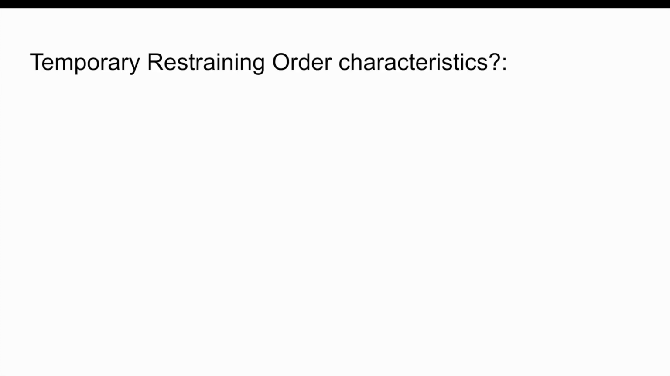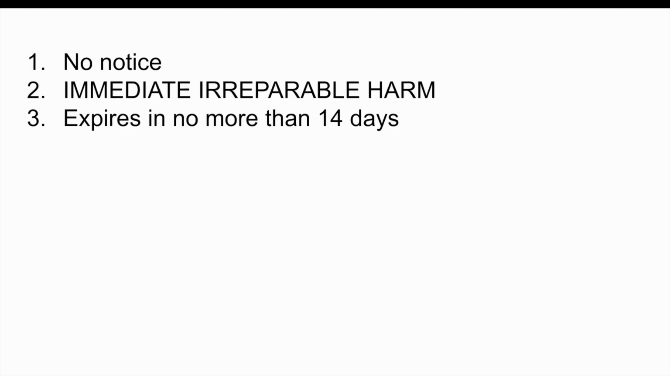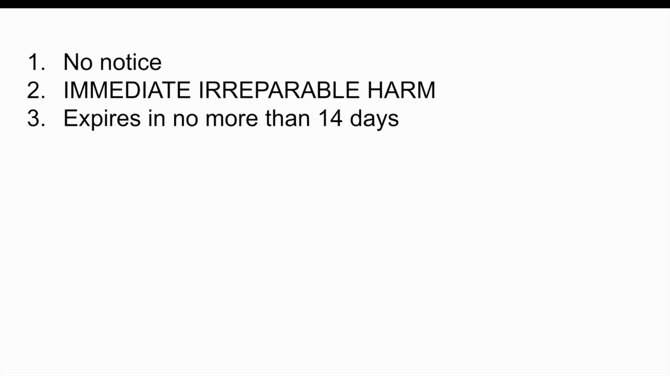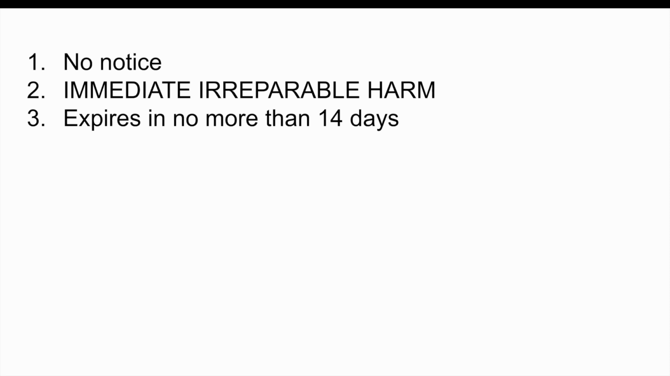So the difference with the temporary restraining order is that on the temporary restraining order, no notice is required. No hearing is required. There must be an immediate irreparable harm. On the preliminary injunction, there must be an irreparable harm, but on the first one, it must be immediate. And yeah, those are the differences.